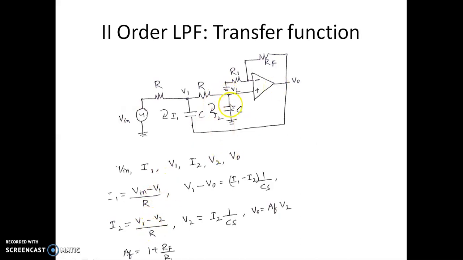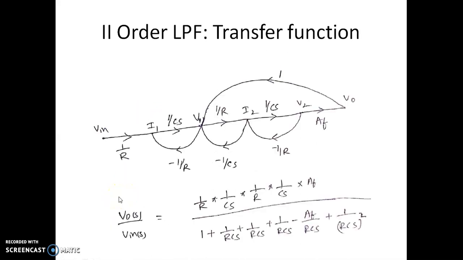Similarly, for V2 you can write the drop across the capacitor C. So that's what I have here. And finally, we write the output V0 is equal to the gain times V2. So we have an input voltage V2 here, and that multiplied by the gain happens to be the output voltage.